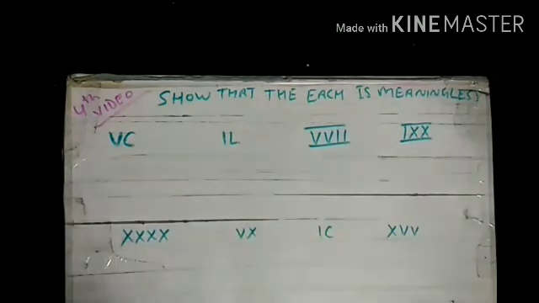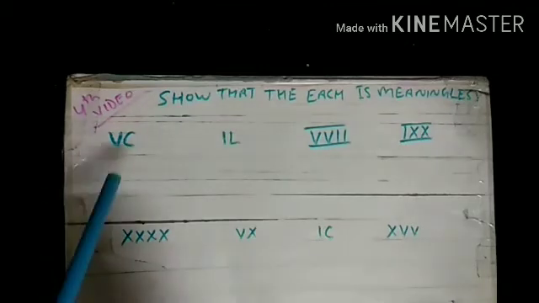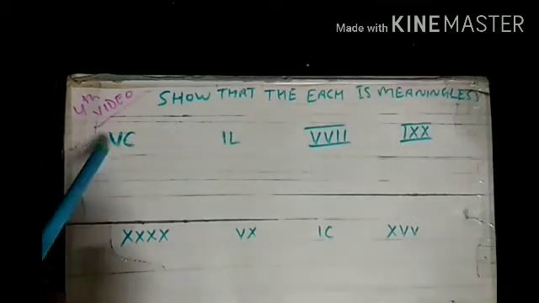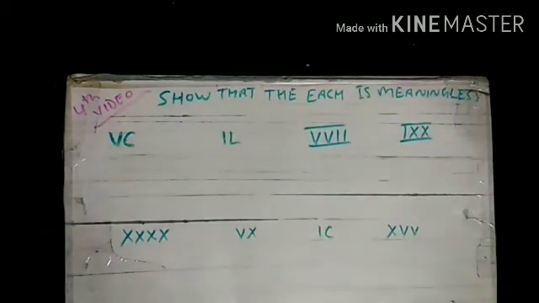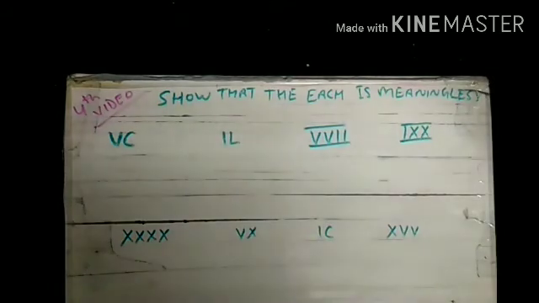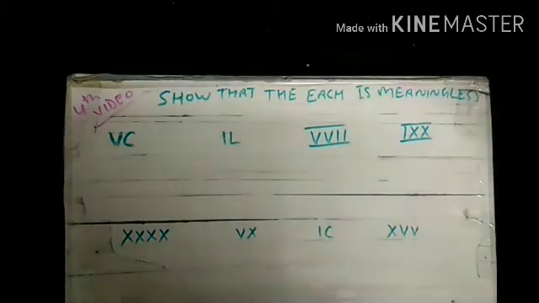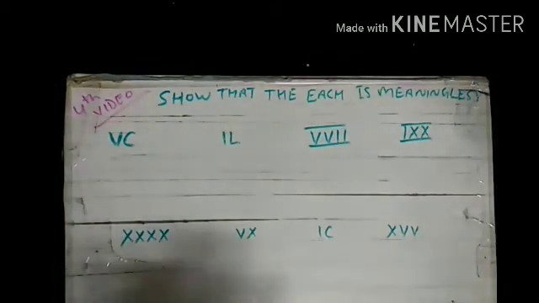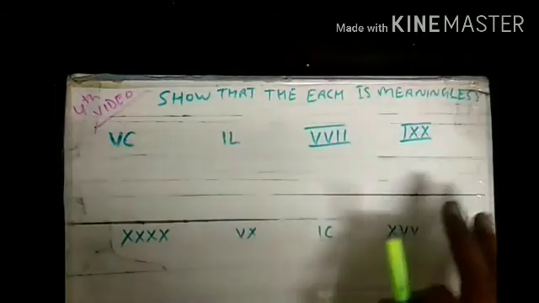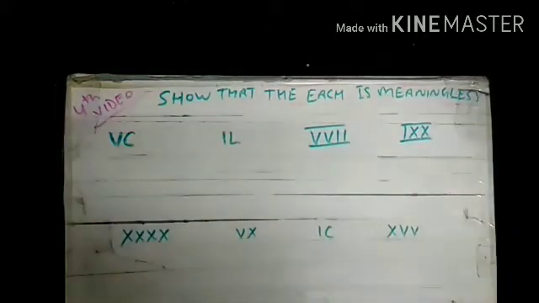Today in this video we will have to show that each of the following numerals is meaningless. So we come to the first question: this is VC. V is written on the left hand side of C. It means V is subtracted from C, but we know that V, L, D are never subtracted. Therefore this is meaningless. Firstly I will explain each question, and after that I will write.